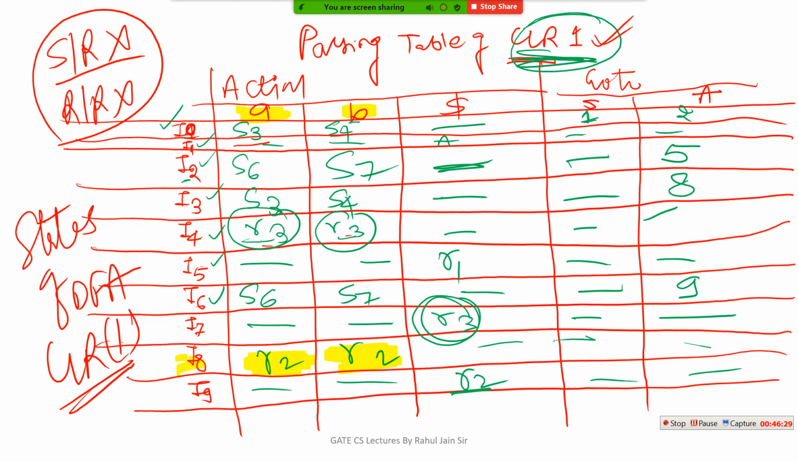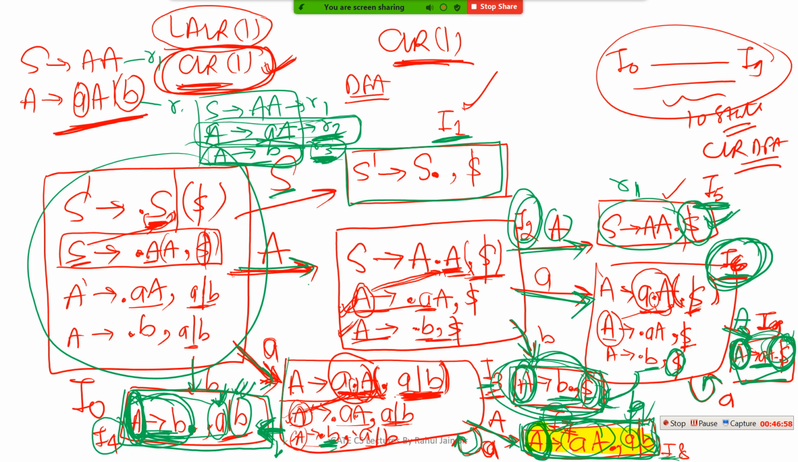Okay, guys. Is CLR clear to every candidate? Please answer me so that I can proceed further to LALR grammar. Okay, very good. It is clear to all candidates. Good.